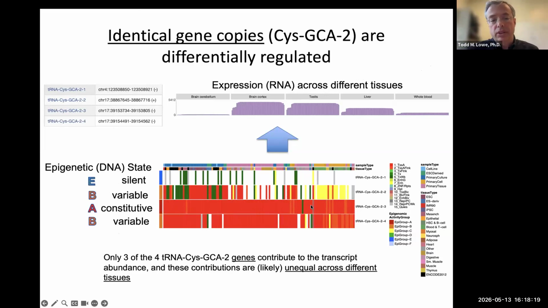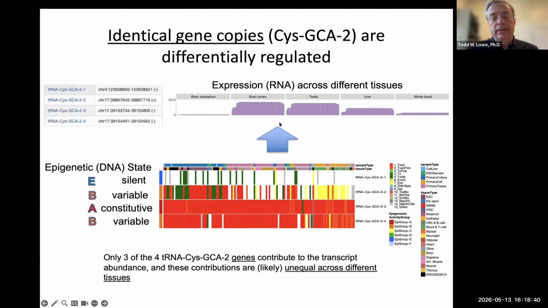We have one that's constitutive, two that are variable, one that's much more variable than the other, and then one that's mostly silent, but you can see is overlapping actually some kind of Pol2 transcript, either a lncRNA or a protein coding gene. So together, because these all produce the same mature transcript, this is the result.